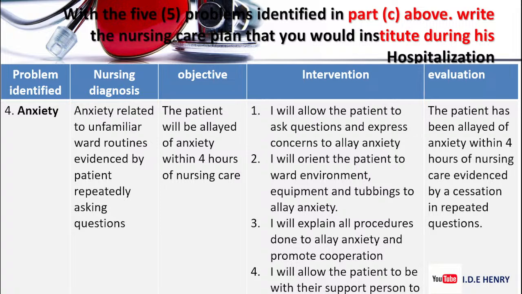Your second can be: I will orient the patient toward environment, equipment and tubings to allay anxiety. Thirdly, I will explain all procedures done to allay anxiety and promote cooperation. Fourthly, I will allow the patient to be with their support person, as this promotes a sense of belonging and it allays anxiety. And your evaluation may be: the patient has been allayed of anxiety within 4 hours of nursing care, evidenced by cessation in repeated questions.